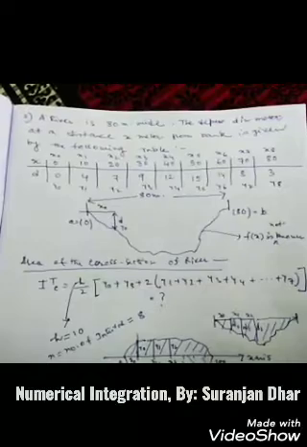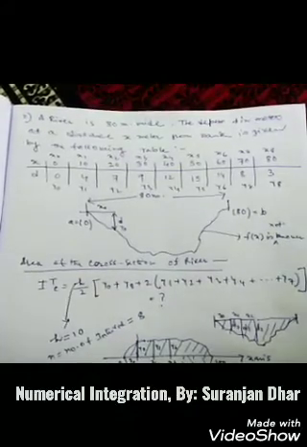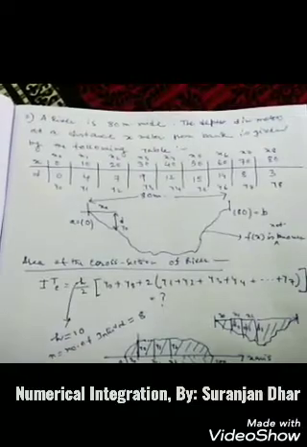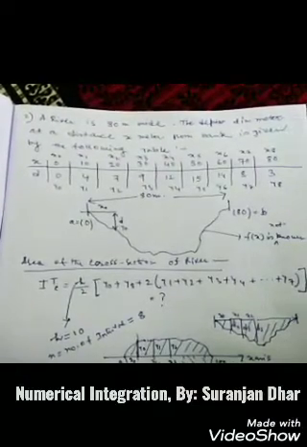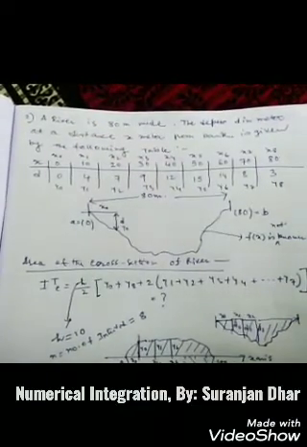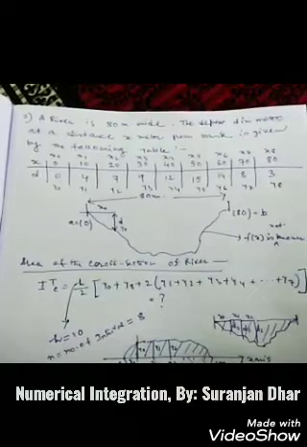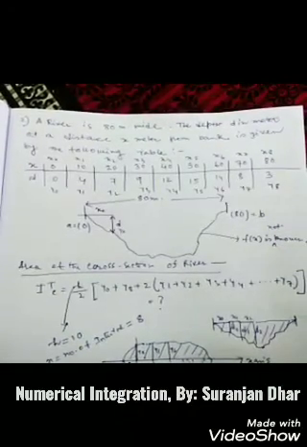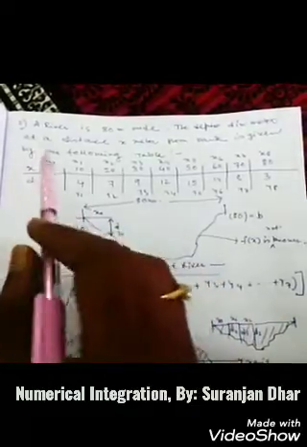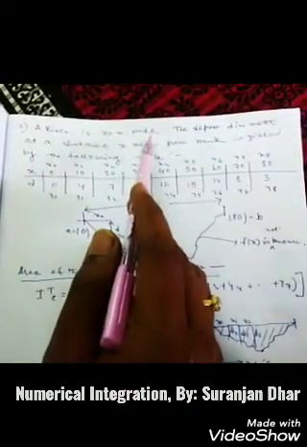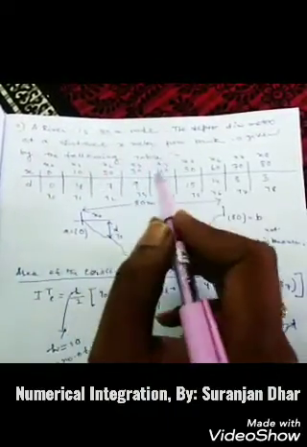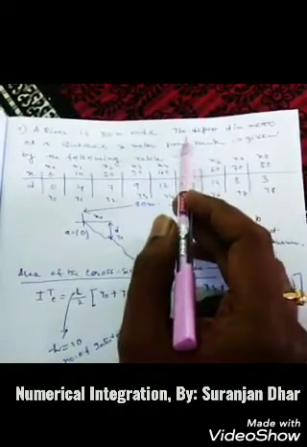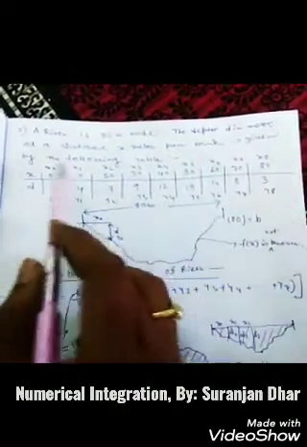In the previous two classes I described numerical integration and some topics about the trapezoidal rule, and I gave you the PDF copy of the numerical problems of the trapezoidal rule. In the previous class the last problem was: a river is 80 meter wide. I will quickly describe it again. The depth d in meter at a distance x.